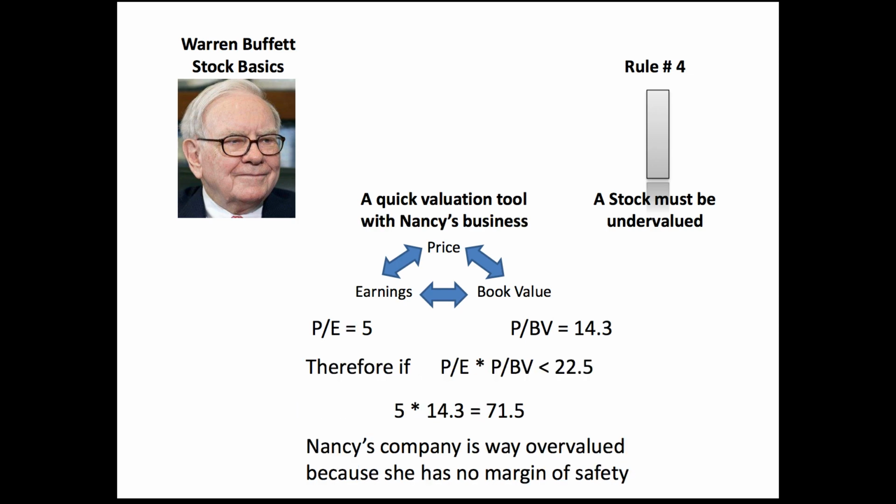Okay, so I just did this real quick with Nancy's business. If you remember, the PE for Nancy's business was a 5, and her price to book was 14.3. So I took the 5 times the 14.3, and that equaled 71.5. You can see that if we were going to run Nancy's business through Buffett's little valuation tool, she would have missed the mark by a lot. She was way overvalued because we want the number to be below 22.5, and she was at 71.5.